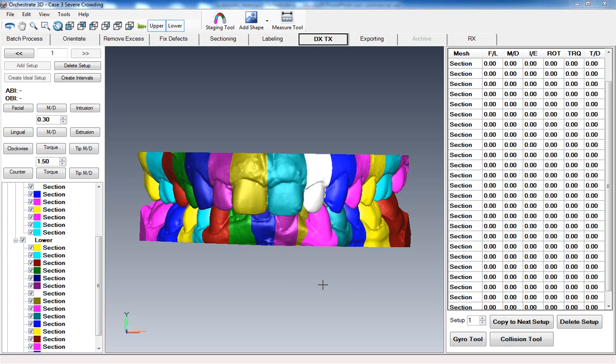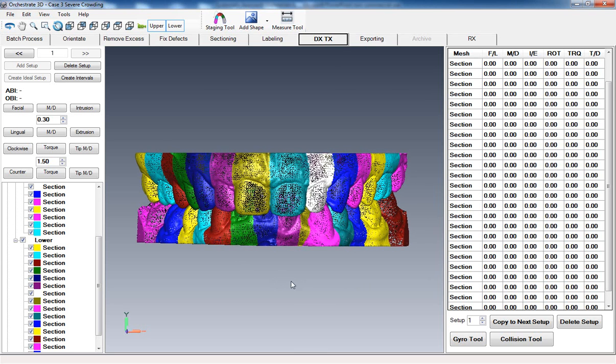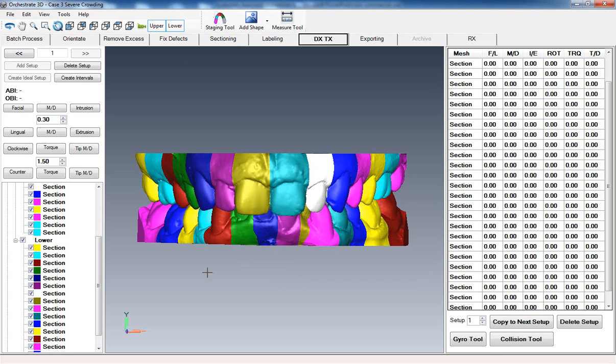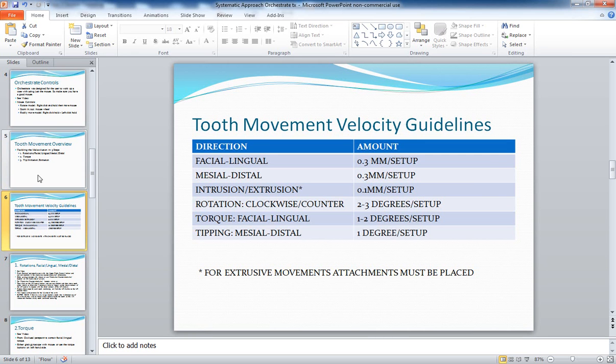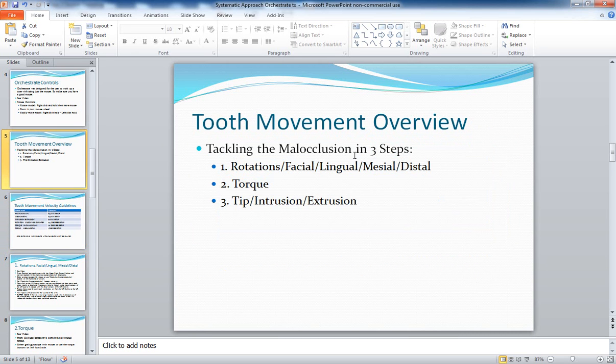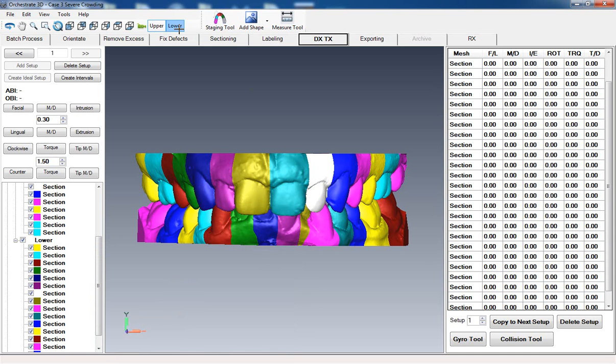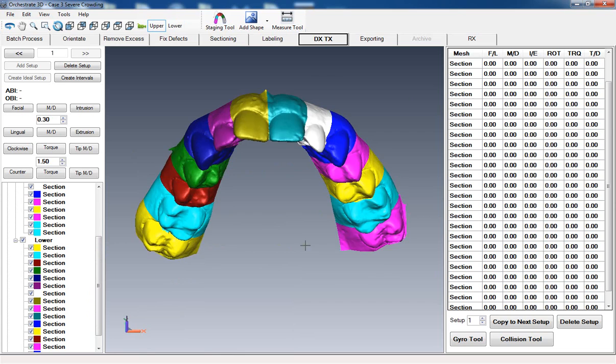Okay, here is case workup number 3, and we're going to follow our checklist here. We're going to start with the upper first, and we're going to begin with rotations, and we'll also work out the facial, lingual, and mesial-distal tooth movements. So rotate up to the occlusal.